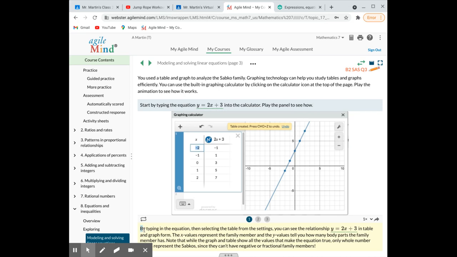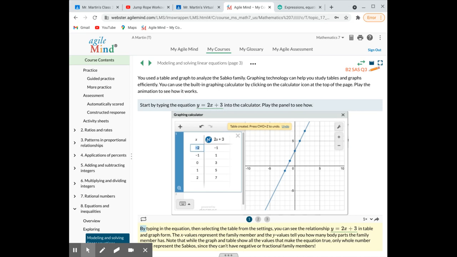Will you read that for us, Layla? By typing in the equation and selecting the table from the settings, you can see the relationship y equals 2x plus 3 in table and graph form. The x values represent the family member, and the y values tell you how many body parts the family member has. Note that while the graph and table show all the values and make the equation true, only whole numbers represent the Sabco family, since they can't have negative or fractional family members.